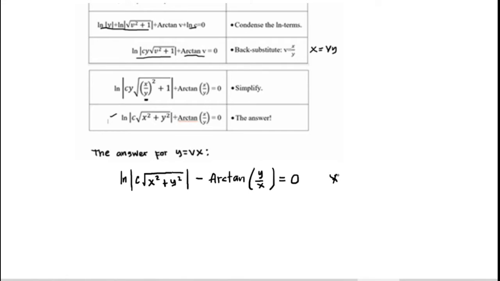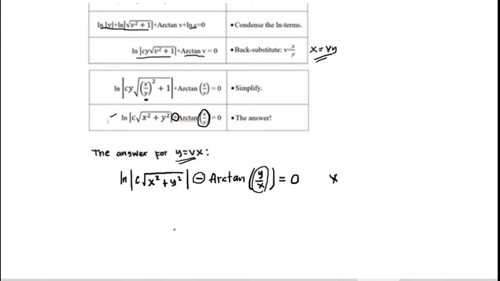And if we are going to compare the two answers, we notice that the two differ only by the sign of the arctan. When using x is equal to vy, our arctan has a sign of positive. But then, if we use y is equal to vx, the arctan is negative. However, take note that their angles are reciprocal. The angle here, when x is equal to vy, is x over y. But when using y is equal to vx, the angle is y over x.